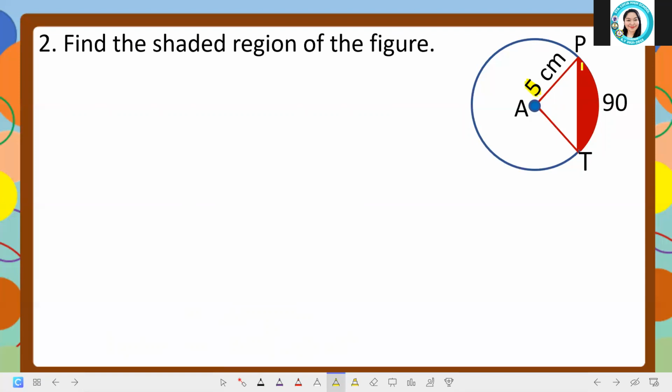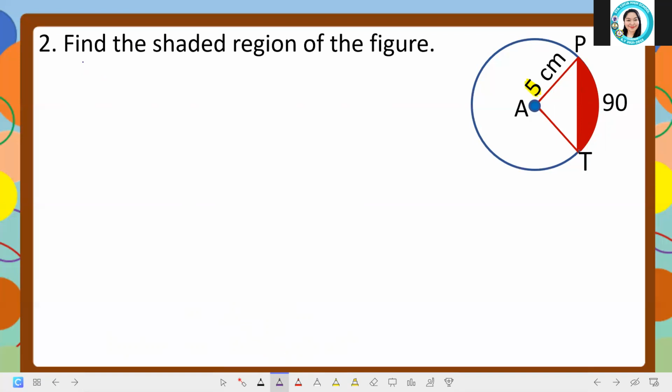Then, ang pinapahanap lang sa atin ay itong naka-shade ng red. Okay? Itong naka-shade ng red na to. Ngayon, it is a segment of a circle. Therefore, we will use the formula. Itong formula na to, again, is derived from the area of a sector.